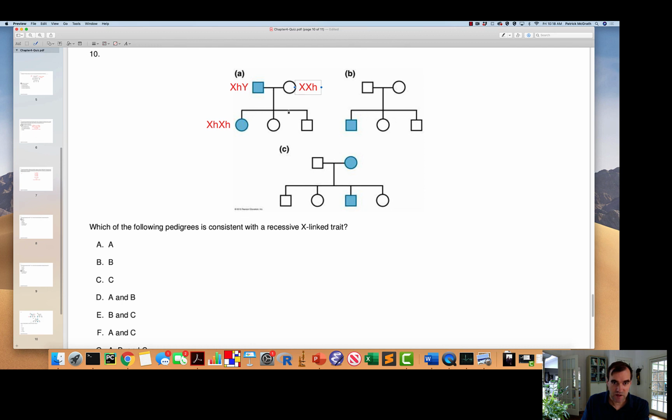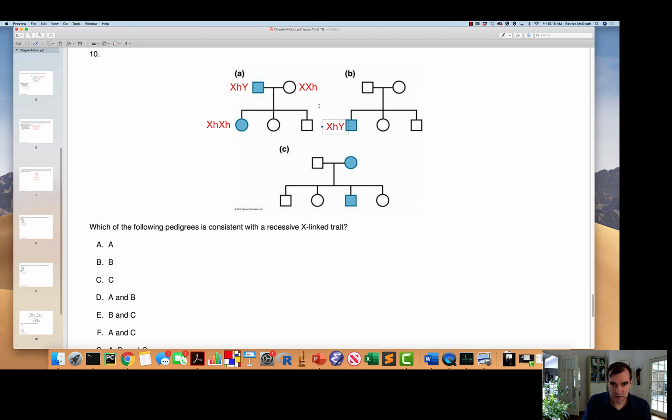So she is heterozygote, so she can have a daughter that does not have the trait. If she passes on the wild type X chromosome, then the daughter will not have the trait. And the same thing for the son. The son can also not have the trait if this first allele is passed on to them. So this is consistent with a recessive X-linked trait.